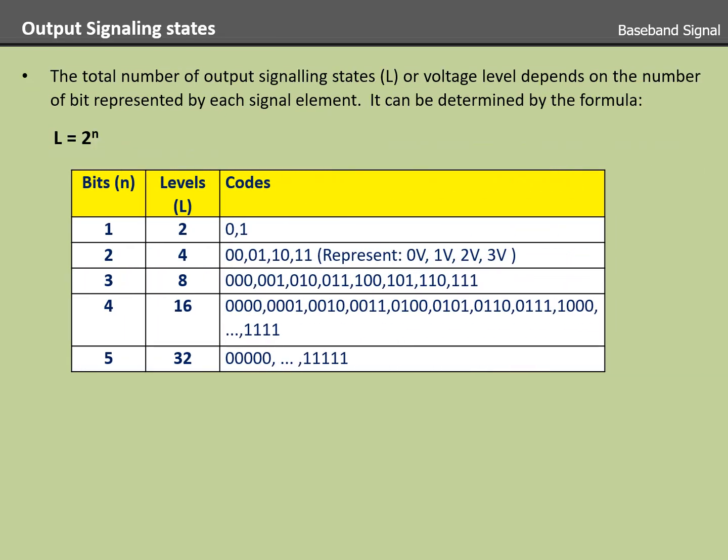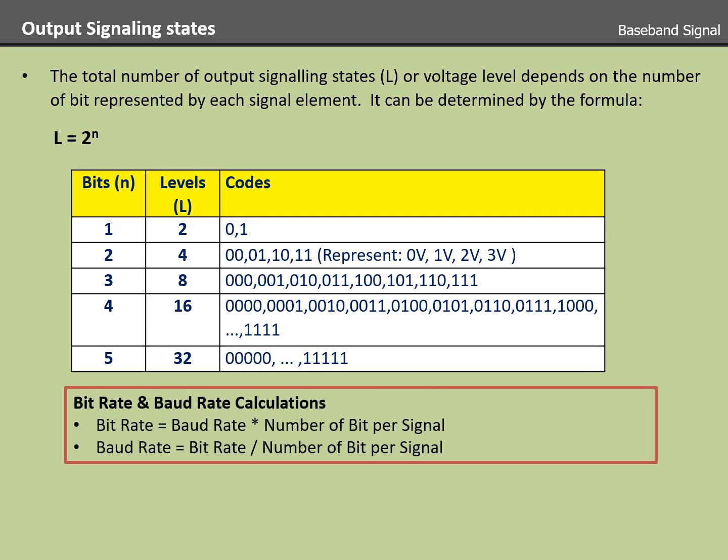In another way, the signal states or voltage levels depend on the number of bits each represents. If there are 2 voltage levels, it can only represent 1 bit, or 0 and 1. If there are 4 voltage levels, it can represent 2 bits. In short, the levels required is equal to 2 to the power of n, where n is the number of bits it represents.